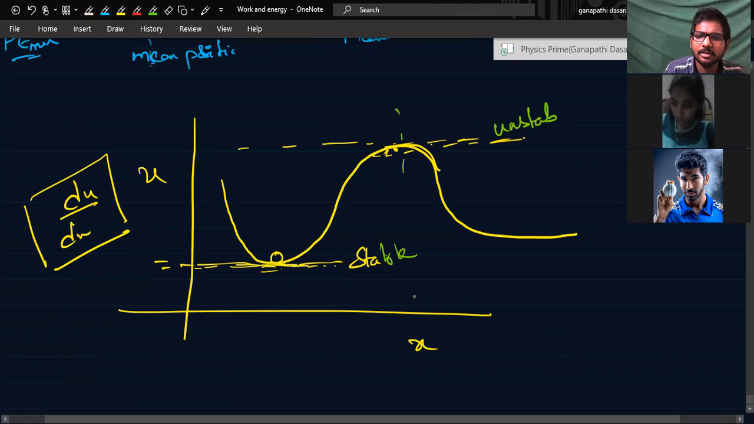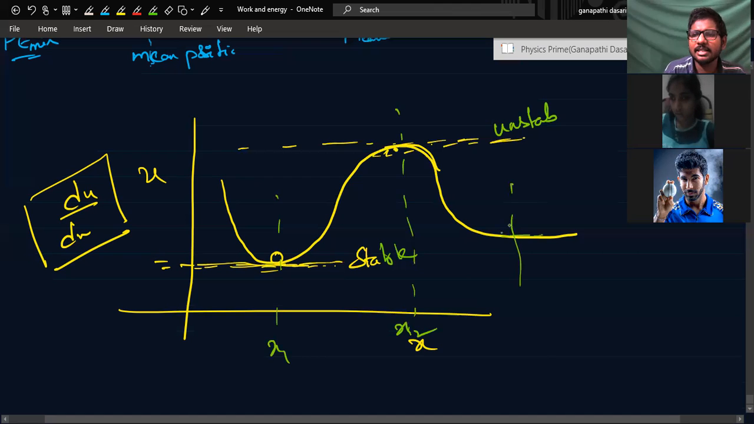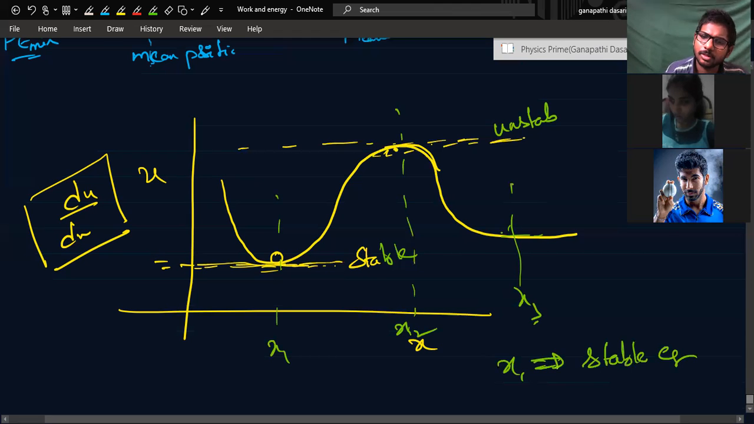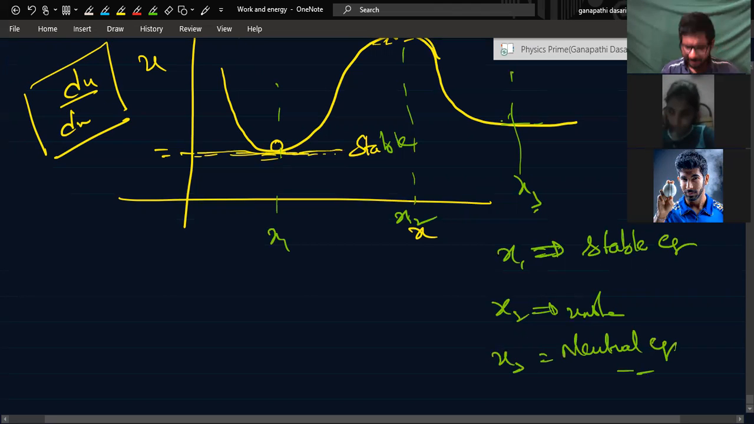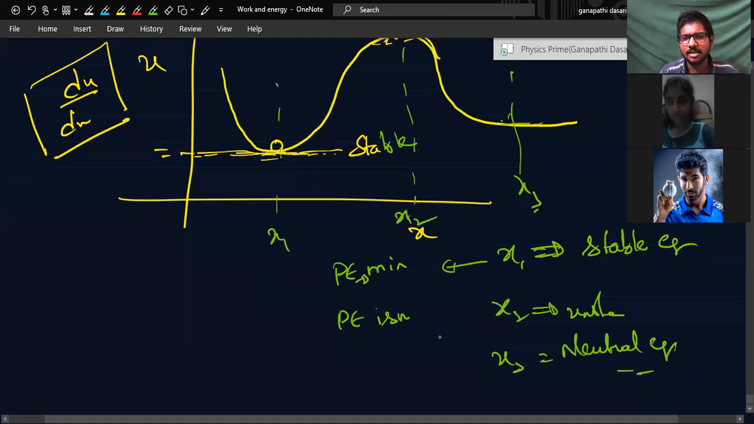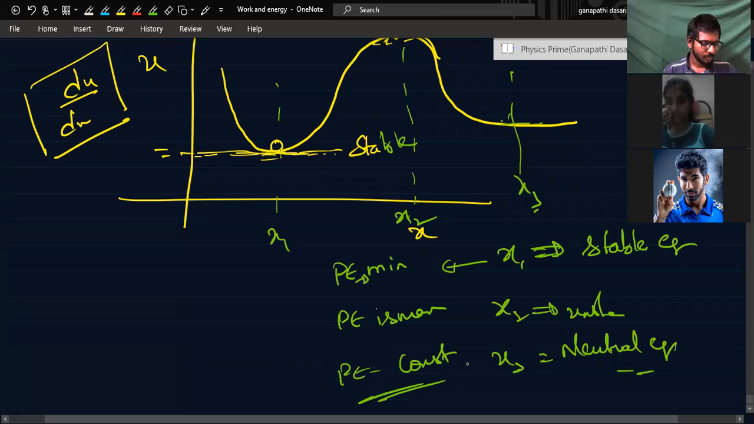That means this point is x1, x2, and this is x3. Here it is neutral equilibrium. x1 is stable equilibrium. Did you understand the concept? x2 is unstable equilibrium, and x3 is neutral equilibrium. The graph is given and he is asking you to find out. At x1 potential energy is minimum, so stable. Here potential energy is maximum, so unstable. Here potential energy is constant, so neutral equilibrium.